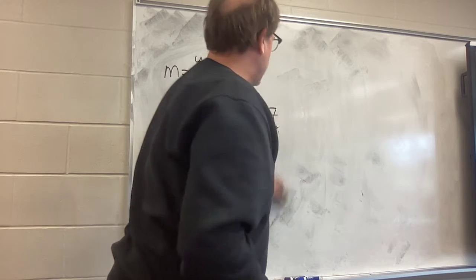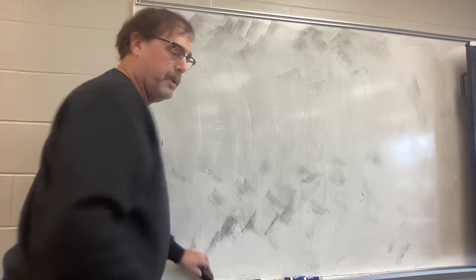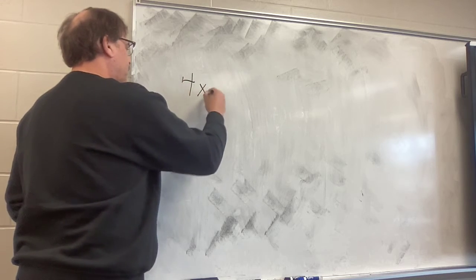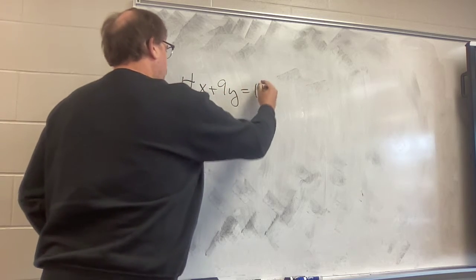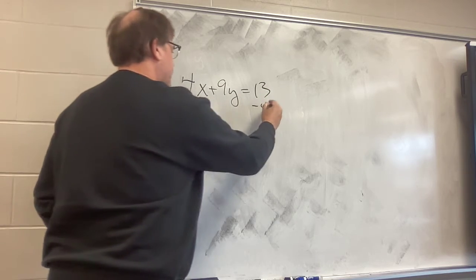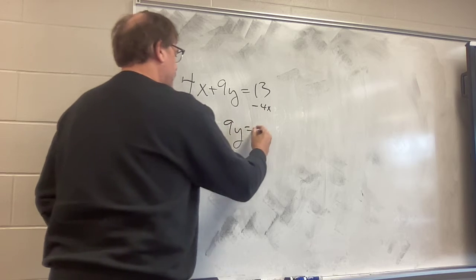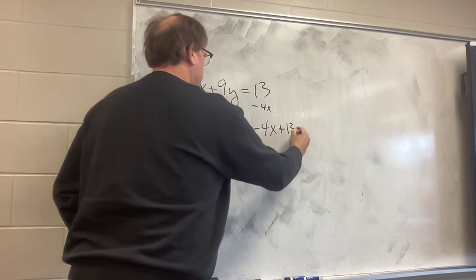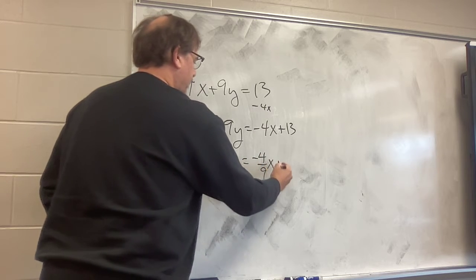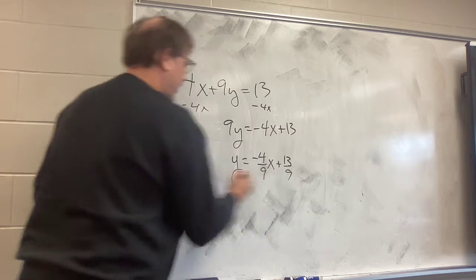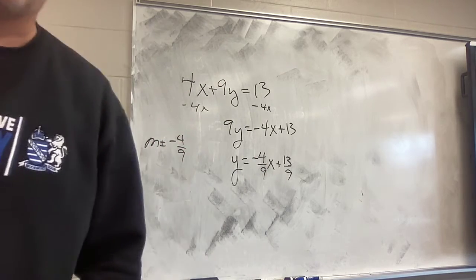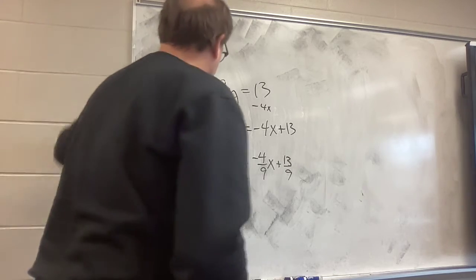And also to find slope, another way, if y is not alone, is to get y alone by taking away 4x. Divide everything by 9. Our slope is negative 4/9. Those questions will not be for a lot of points, but there will be some of those.